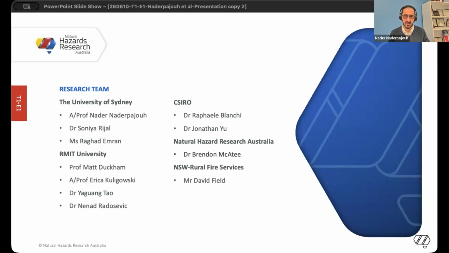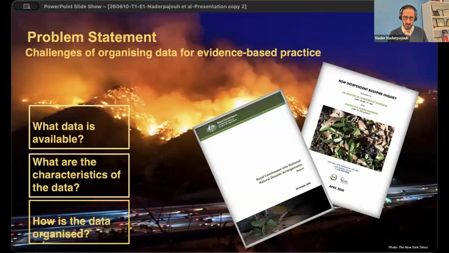As Brendon mentioned, we have a multidisciplinary team here from University of Sydney. It's myself, Sonia Ragad. We have a team from RMIT University: Matt, Erica, Ozzy, and Nenad. We have a team from CSIRO. You will see Rafi today, but we also had Jonathan on the team. And Brendon was our node manager, and we work with RFS and specifically with David on this project.